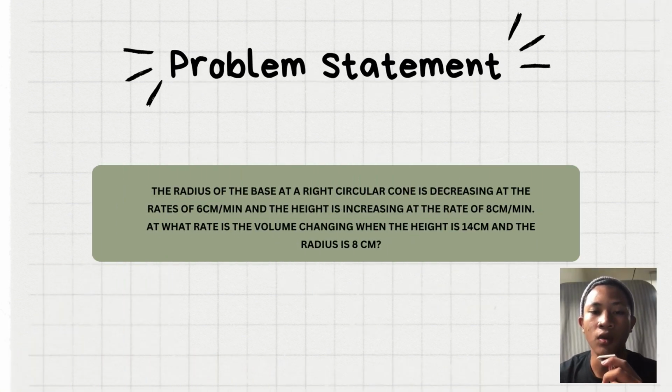Assalamualaikum warahmatullahi wabarakatuh. My name is Muhammad Rizwan bin Yushiri and I am from group RCFAP 120-3D. My part is to state our problem statement. The radius of the base of a right circular cone is decreasing at the rate of 6 cm per minute and the height is increasing at the rate of 8 cm per minute. At what rate is the volume changing when the height is 14 cm and the radius is 8 cm?